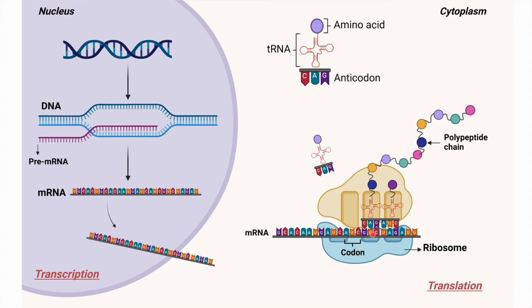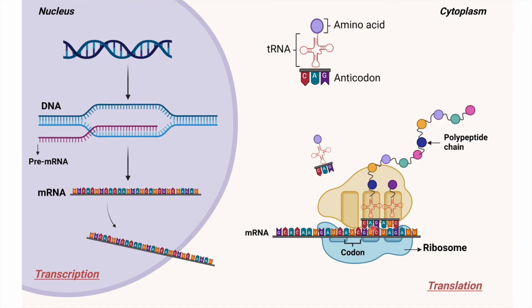As I mentioned before, this codon triplet is read by transfer RNA. So this is the transfer RNA, which has the amino acid attached at the 3' terminal A, and this transfer RNA has this anticodon triplet sequence.